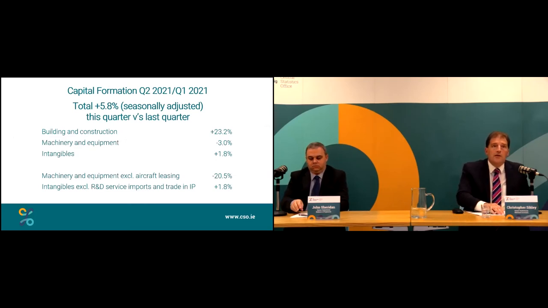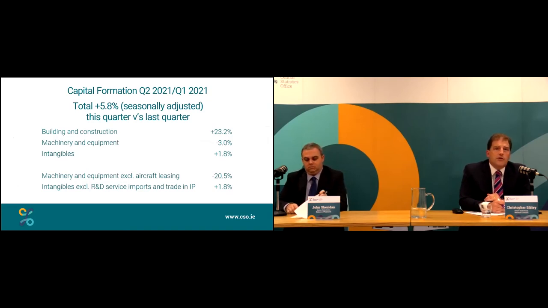After consumption, we look at investment or capital formation. So the quarter on quarter rise there is driven by the building or construction sector. Building and construction is up 23.2%. Machinery and equipment is down 3%, and we give you the customary breakdown. Without aircraft, it's down even further. But I think the main point on looking at machinery and equipment is we had a very strong Q1. The result for Q1 across the previous year and quarter was very strong. So Q2 is still strong compared to last year, but quarter on quarter, it's down a little, with positive results for aircraft in the quarter as well.